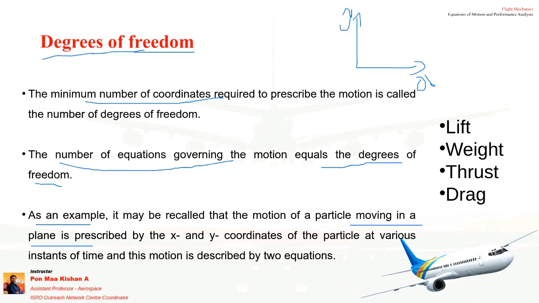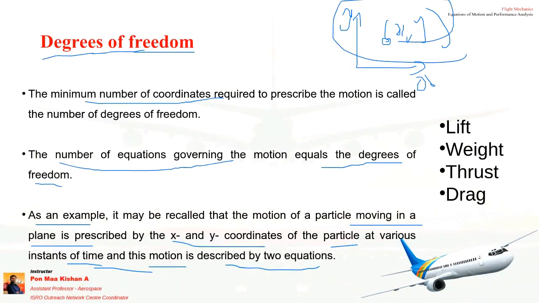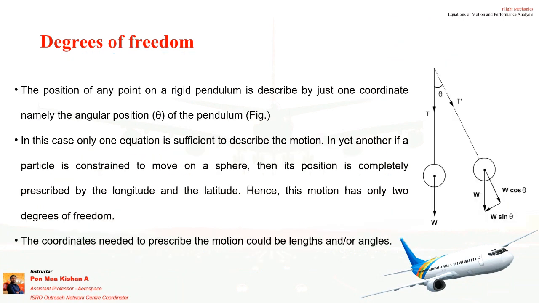Suppose I have a point. I will define it with respect to x comma y, so the point will be explained with coordinates x comma y. Whatever variation is happening will be explained with that. So the x, y coordinates of the particle at various instants of time describe this motion by two equations. Required are x comma y, and the governing equations will be given with respect to the particular motion, time and its motion, and our degree of freedom for this will be two-dimensional, two.